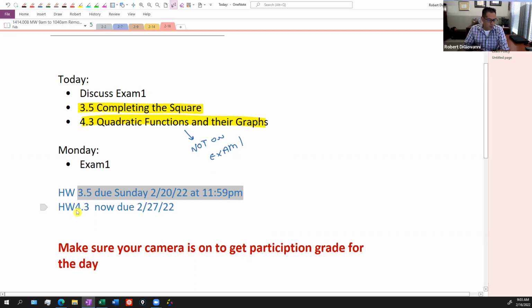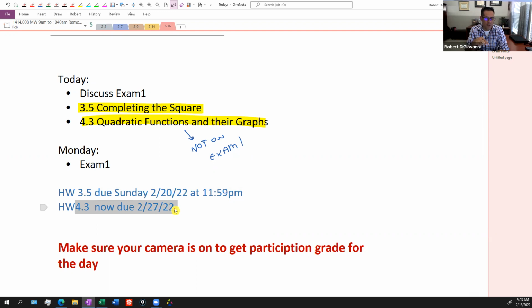Homework 4.3 is now pushed back all the way to the 27th, because we have to come next week on the 20th and take the test. So there won't be any new material. Then on the 22nd we will be doing 4.3, so it won't be due until the next time we meet. So that's where we are. Any questions up to this point?